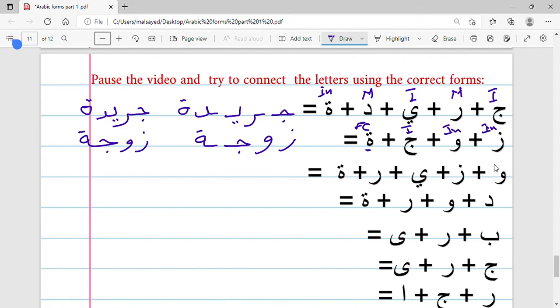The next one we have the waw, it's independent. Waw and zai, zai independent. Zai and ya, and then we have a ra, so... I'm sorry, between ya and the ra, ya connects with after and ra connects with before, so ya will be initial and the ra will be middle. Between the ra and the ta marbuta will be independent. So we choose independent waw, independent zai, initial ya, middle ra, and independent ta marbuta.